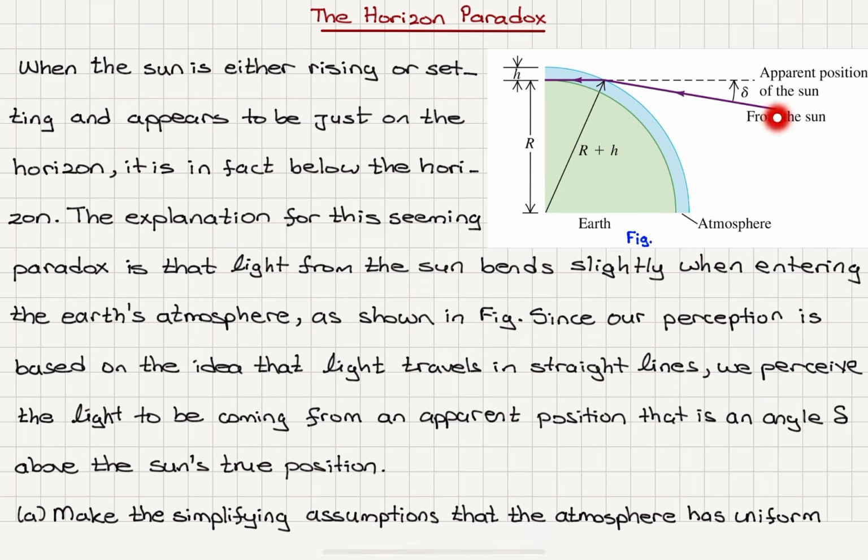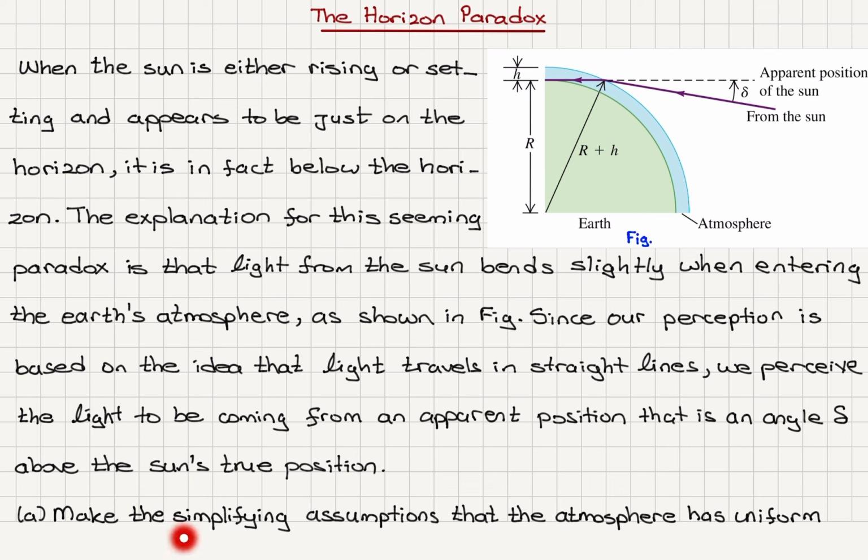So we can see that the light from the sun bends in the figure. This is the apparent position of the sun, where we think the sun is located, but actually the sun is here. Since our perception is based on the idea that light travels in straight lines, we perceive the light to be coming from an apparent position that is an angle delta above the sun's true position. So that's this angle delta.